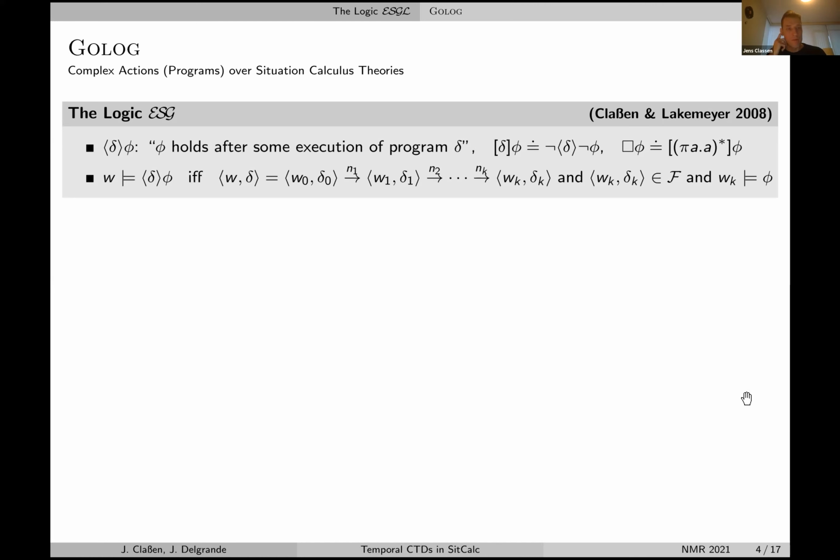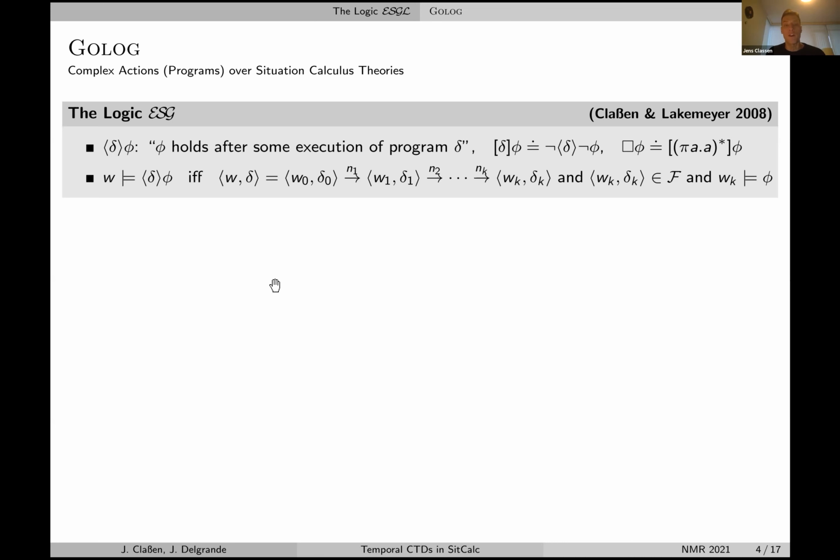Yeah, and so this is basically the modal variant of the situation calculus. And then I had one paper with Gerd Lakemeyer where we basically extended this idea of having these modal operators, and instead of just taking primitive actions, they would now take complex actions or programs. Very similar to what you would find in dynamic logic. So you would have this operator to express that phi holds after some execution of a program delta, where delta may be a non-deterministic program.